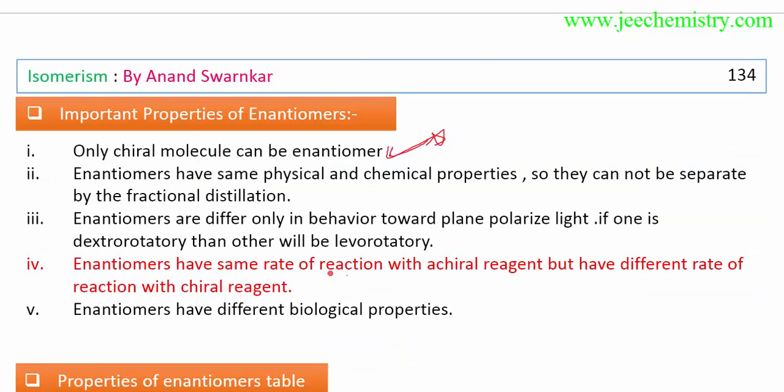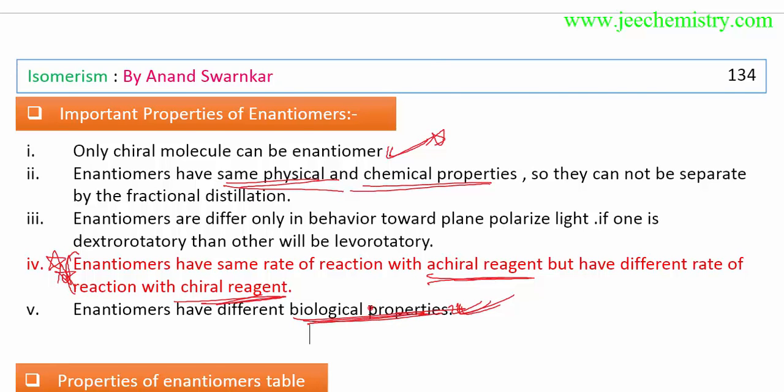Now, enantiomers have the same rate of reaction with an achiral reagent, but a different rate of reaction with a chiral reagent. This is also a most important topic. Questions related to these properties are asked in so many examinations. Enantiomers have different biological properties, but the same physical and chemical properties. This needs to be remembered.